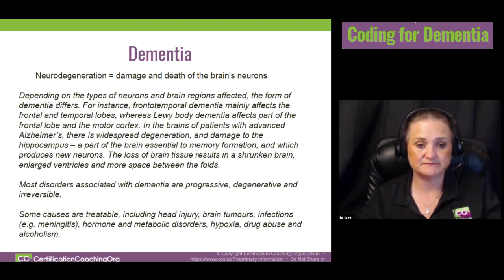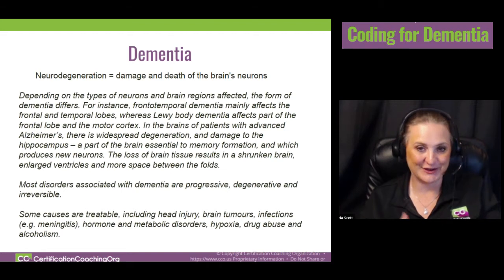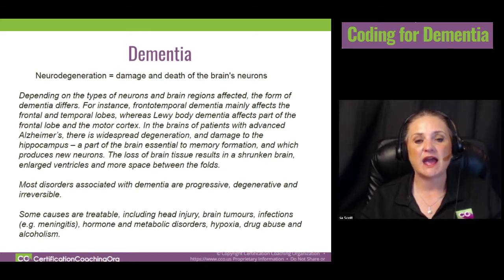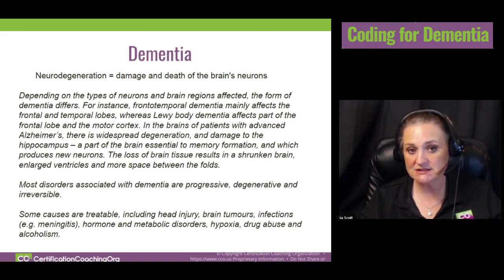But the brain can't do that. And therefore, if you're going to have an injury, you want to have it younger than older. Now let's talk about how damage and death of these brain neurons can happen.